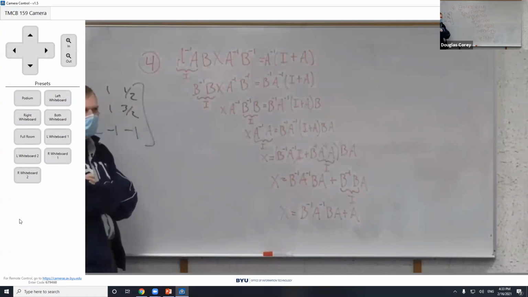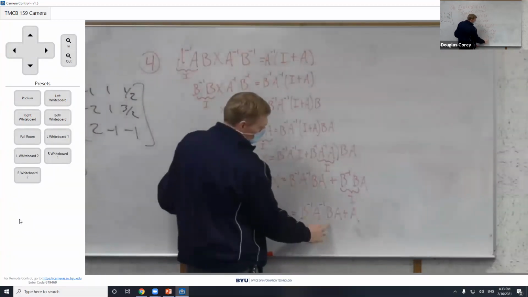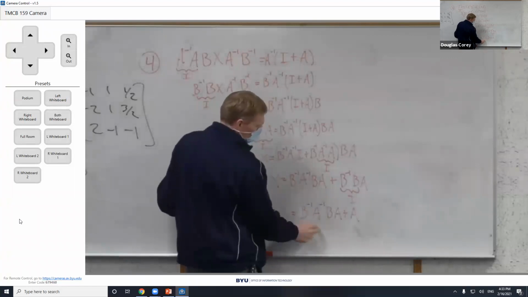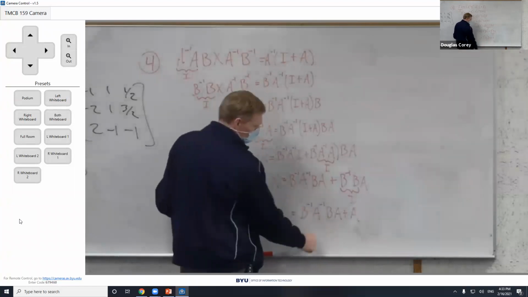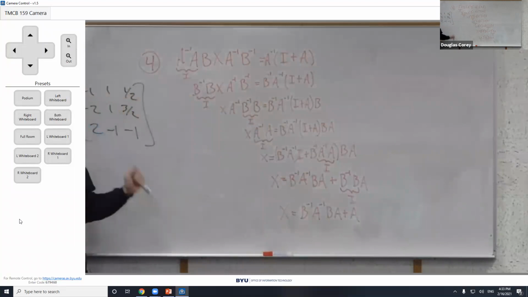Sure, looks like we should be able to. What if we just swap the order of that B and the A inverse? Then you'd have AA inverse over here, BB inverse, and that would all simplify down to the identity. Wouldn't that be nice? Yeah, if you did that, you'd be wrong.